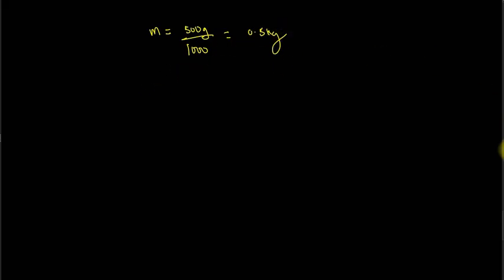Our specific heat capacity was given as what? Was given as 4,200, which I call 4,200 joules per kilogram per Kelvin. And then our quantity of heat is what we are looking for. We're also looking for what?